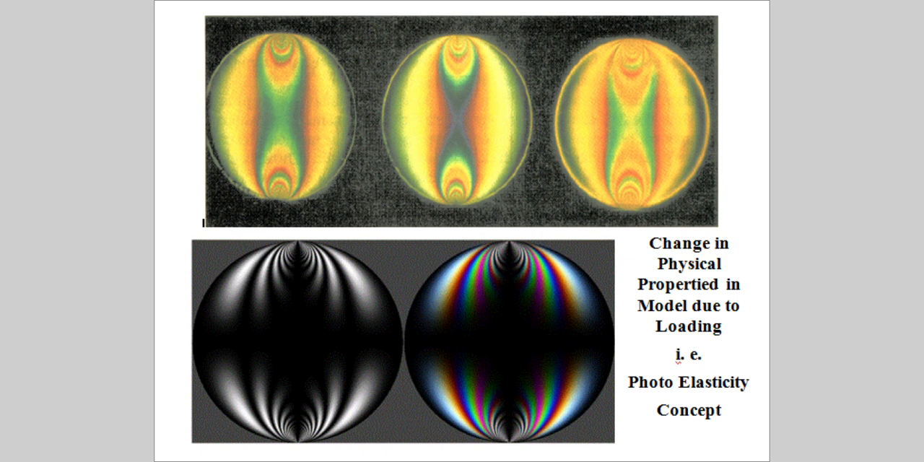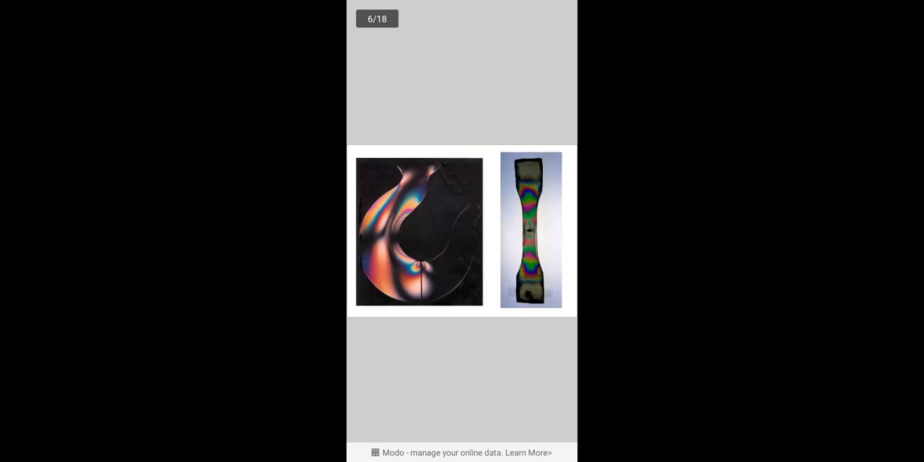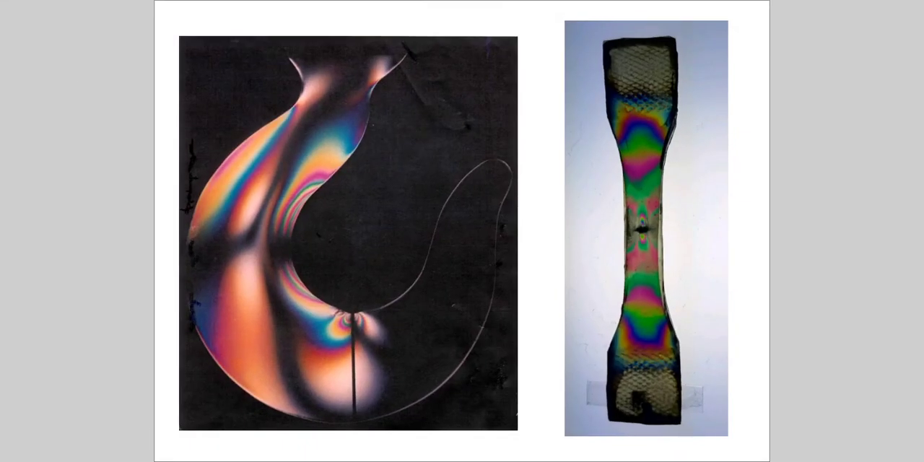These are again different figures of the circular disc, in which the change in physical properties is observed in the form of different color patterns. Here are some other examples. One is a hook. When we lift any load, the maximum stress concentration takes place at this particular point. Due to that stress concentration, the fringes also develop from that point.